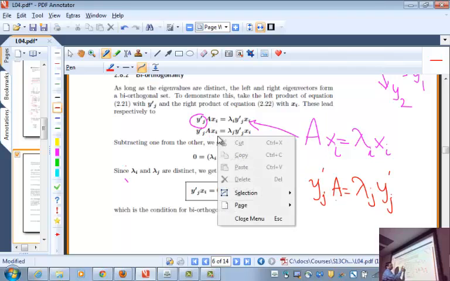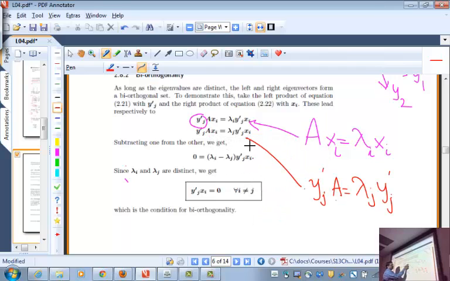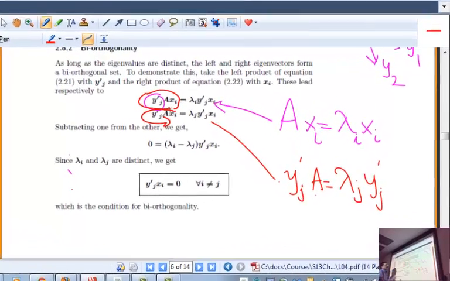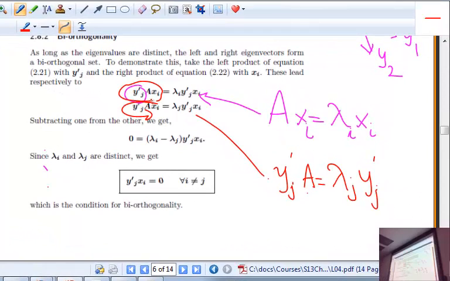So in the first equation I have done the left multiplication and in the second one the right multiplication, but i and j are different eigenvalues. Now what I made is I made the left hand side in both cases the same. What would be the left hand side? Will it be a vector, a matrix, a scalar?